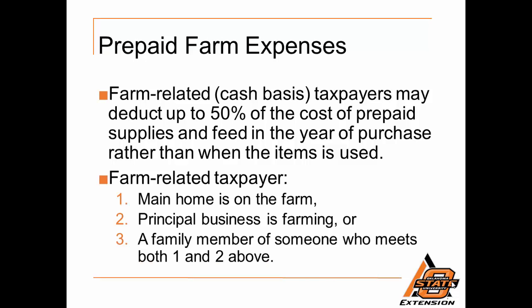So what's a farm-related taxpayer? Well, that means the main home is on the farm, principal business is farming, or you're working with a family member, or someone who meets one and two of the above. So if you've got a farm partnership operation, with two individuals in the family business, those two rules have to apply.